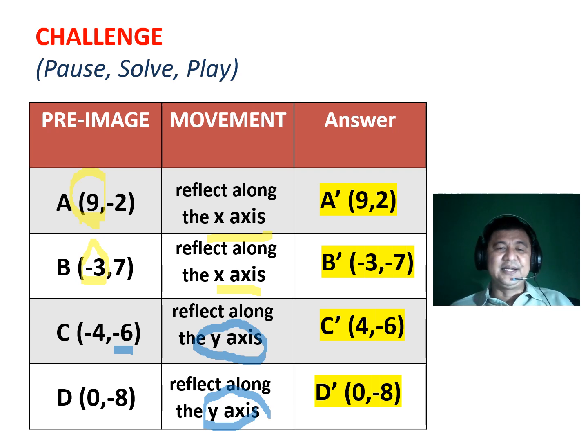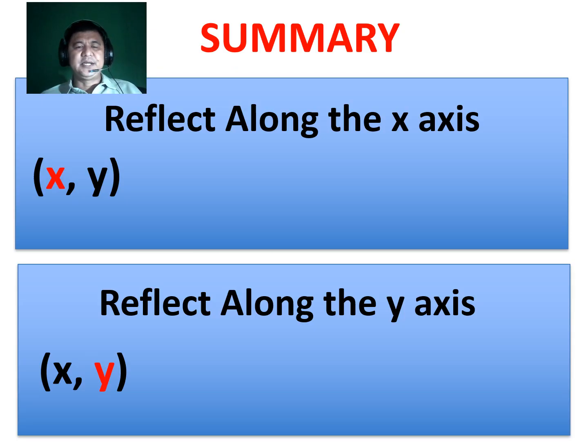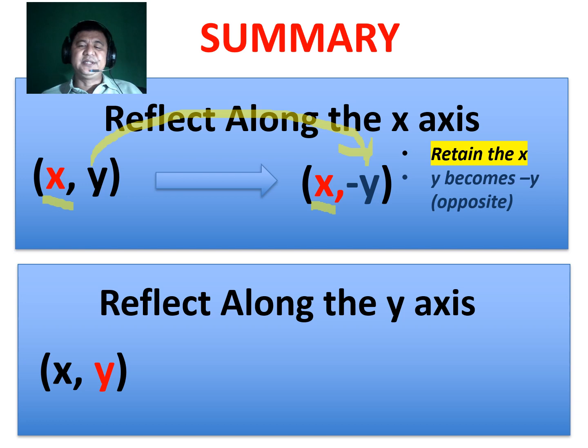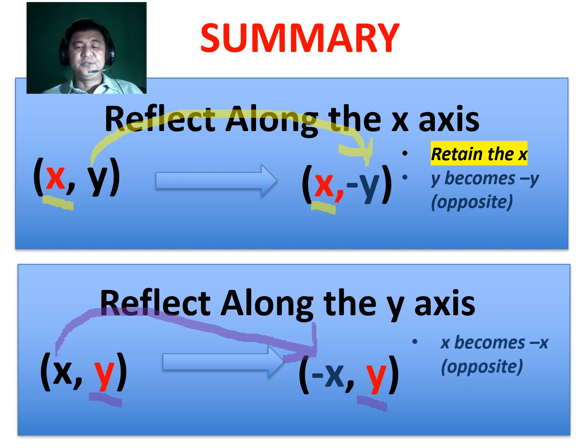All right. So again, let's summarize. If we reflect along the x-axis, x meaning preserve the x, only the y changes to its opposite. Good job. So retain the x, y becomes a negative y or simply the opposite. So we reflect now along the y-axis, the y is preserved. Only the x becomes its opposite. So again, retain the y value, and then the x becomes its opposite, its negative value. Okay, got it? Good job, people.